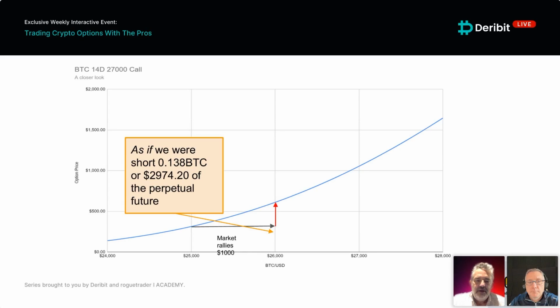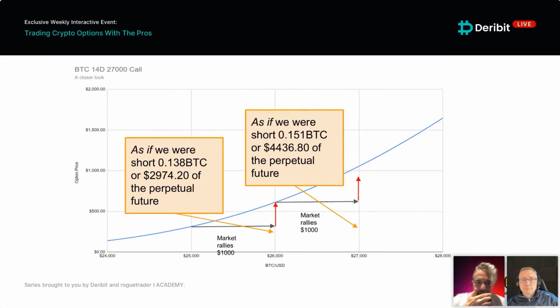So in a way, being short that option was kind of the same as if we were short 0.138 bitcoins and the market moved against us. We'd sold 0.138 bitcoins, the market moved against us, and now we're facing a loss. At that price of 25,000, 0.138 bitcoins is $2,974 of perpetual. So whether we were short the option or short the perpetual, same result in terms of our P&L. Okay, I can go to the next slide.